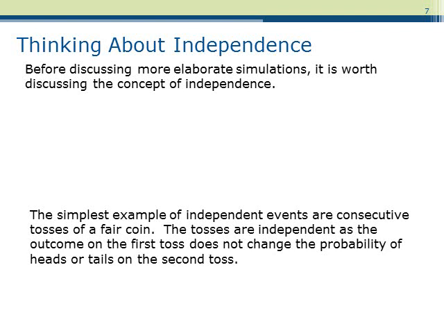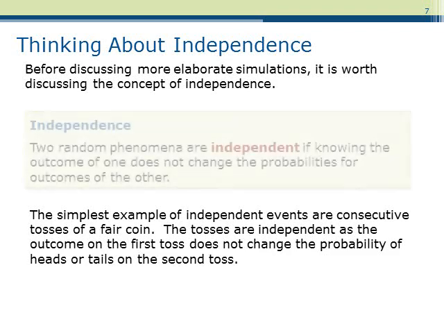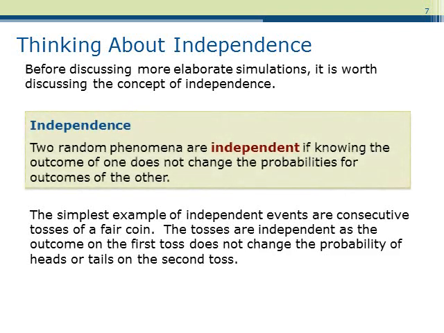Before discussing more elaborate simulations, it is worthwhile to discuss the concept of independence. Two random phenomena are independent if knowing the outcome of one does not change the probabilities for outcomes of the other. The simplest example of independent events are consecutive tosses of a fair coin. The tosses are independent as the outcome of the first toss does not change the probability of heads or tails on the second toss.